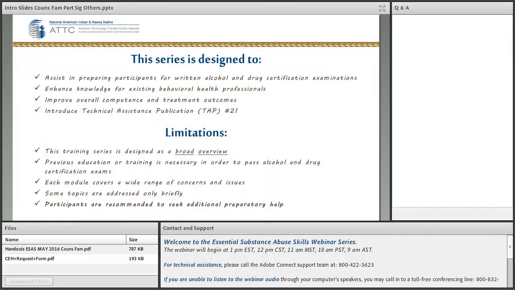This series is designed to be a broad overview to assist in preparing for written alcohol and drug certification examinations, to enhance existing knowledge, and to improve overall competence and treatment outcomes. Please be aware that this series is not meant to stand alone, and previous education and training is necessary in order to pass alcohol and drug certification exams.